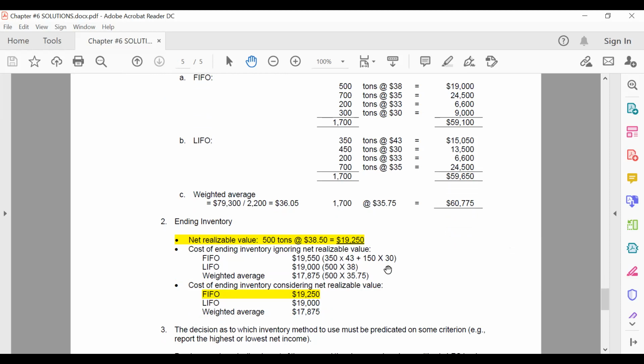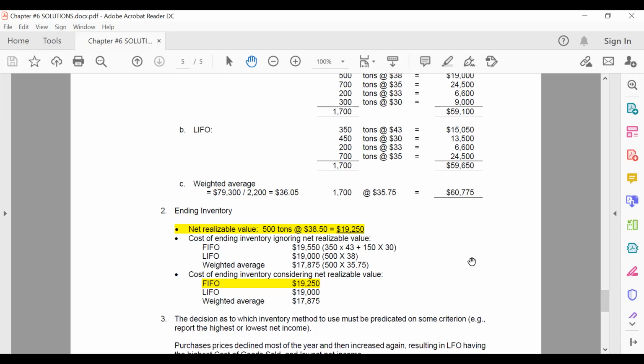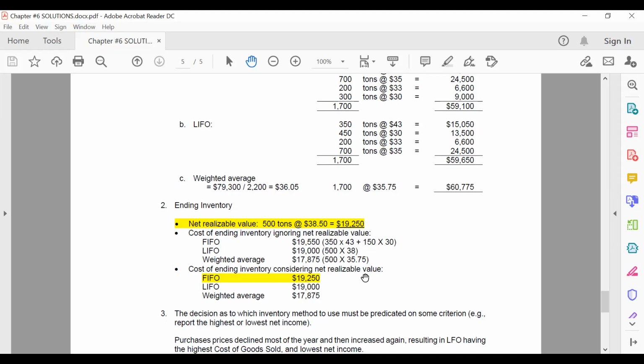For FIFO ending inventory, you had 500 units, made up of your most recent costs. So you've got 350 units at 43 and 150 units at 30. That gave you 19,550. For LIFO, your inventory is made up of your oldest cost, 500 units at $38. And weighted average is simply 500 units times 35.75. But now when you consider the net realizable value, notice the net realizable value of 19,250 is less than the FIFO valuation. So under the lower of cost or net realizable value, what you show on the balance sheet for FIFO is not the 19,550, you're going to show 19,250.